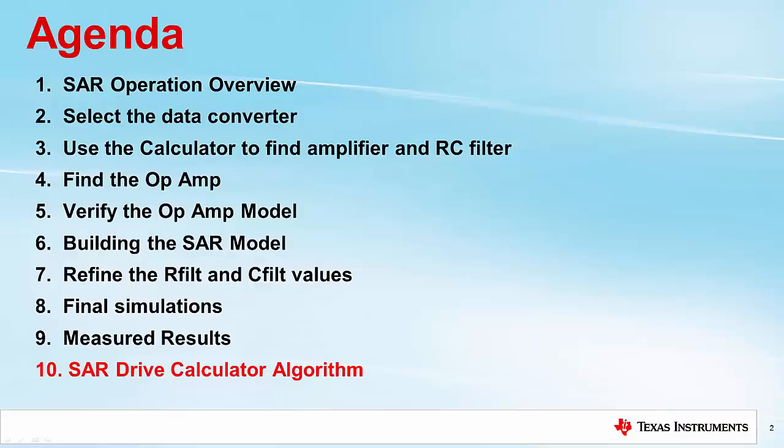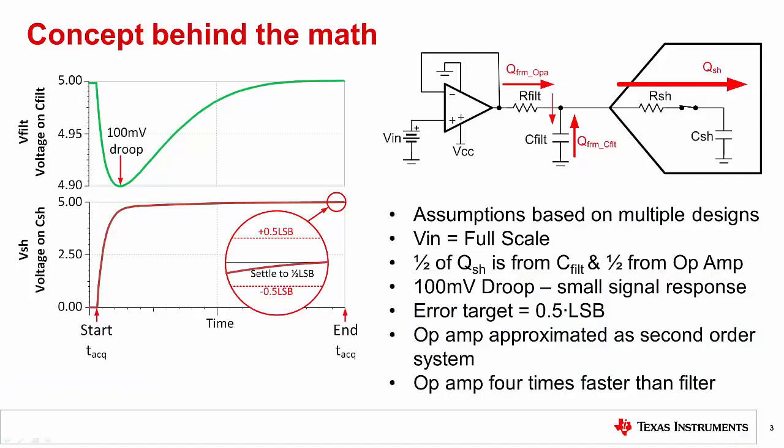This video goes into the math behind the SAR drive calculator used in step 3 of the process for selecting the external components for a SAR ADC. We will cover the mathematical algorithm used in the calculator to find the amplifier bandwidth, as well as the range for the RC circuit. Before going through the derivations, we will introduce the overall assumptions and objective of the algorithm.